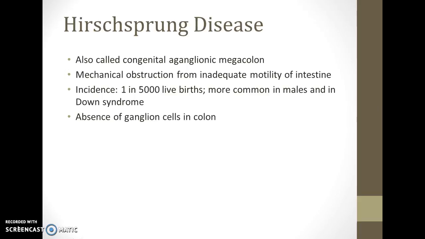It is a mechanical obstruction from inadequate motility of the intestines. It occurs in about 1 in 5,000 live births. It is more common in males and with those children with Down syndrome. It basically is the absence of ganglion cells in a certain portion of the colon.